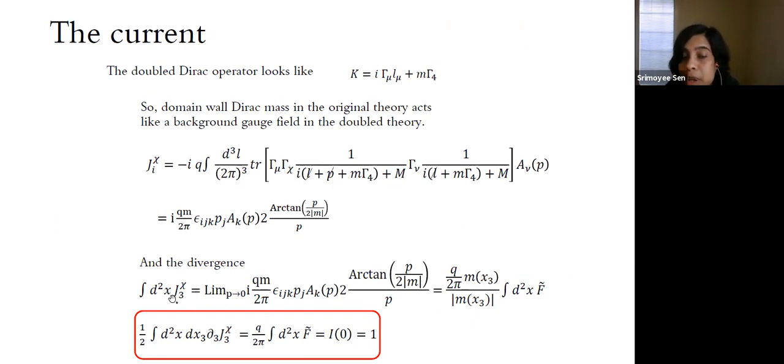So now if you computed the divergence of this current and integrate over the X3 direction, you get the index, right? And it ends up being one. So this is what we expected. And so we have been able to get an inflowing current, and the divergence of that current matches with the index. So this is how you take the original domain wall theory and translate it to this doubled theory.